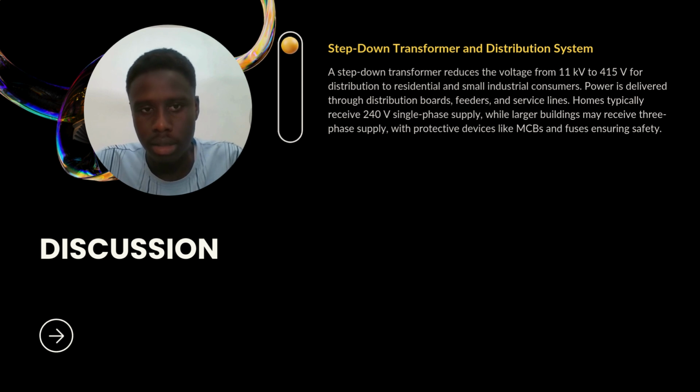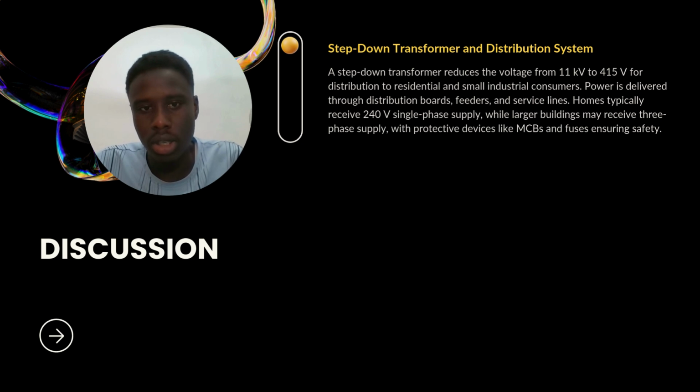We will also discuss the step down transformer and distribution system. After transmission, the voltage needs to be reduced before supplying power to consumers. This is done using the step down transformer, which reduces the voltage from 11 kilovolts to 450 volts for distribution purposes. The power is then delivered through distribution panels, feeders, and service lines.